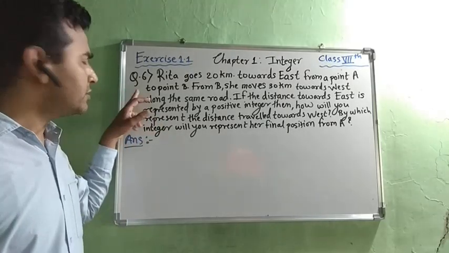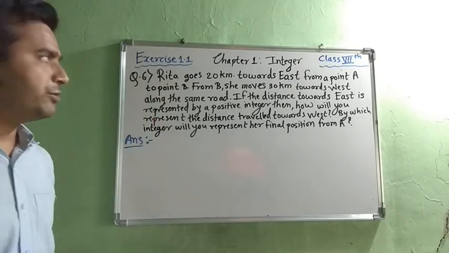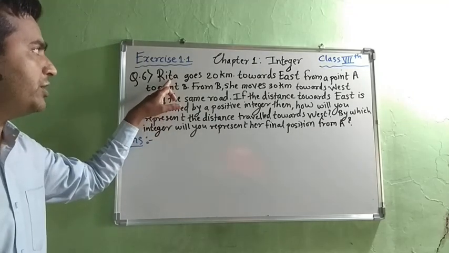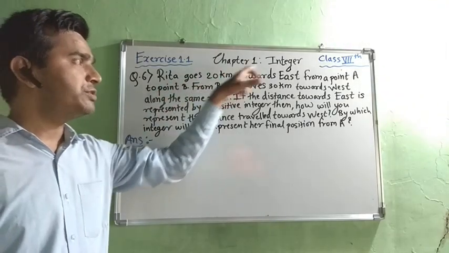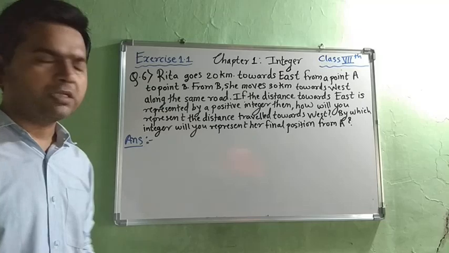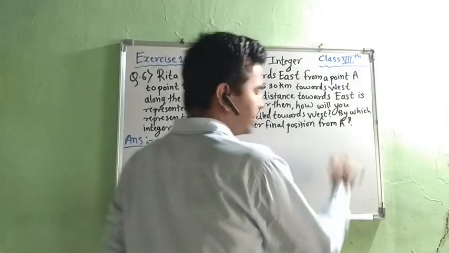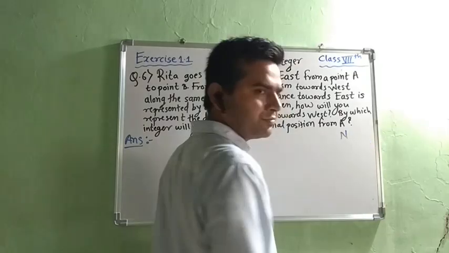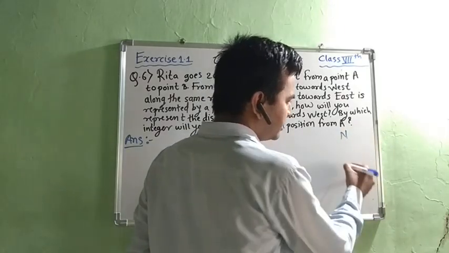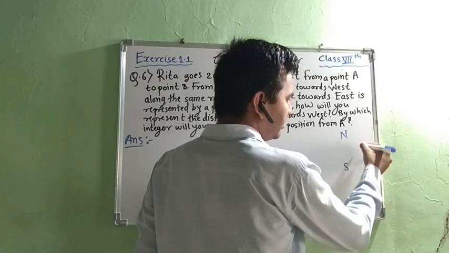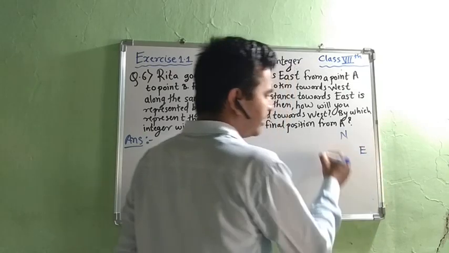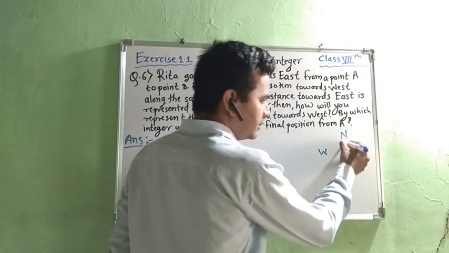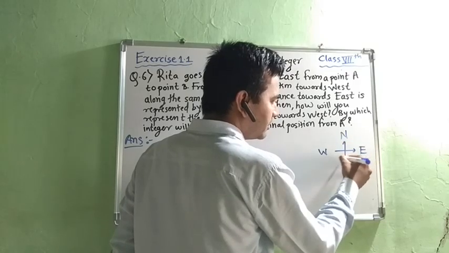Now let us discuss question number 6. In question number 6 it is given that Rita goes 20 km towards east. Now we know how we can represent direction on paper. See, this is the north direction, opposite to that it is south, and then here it is east and here it is west. These are the directions.